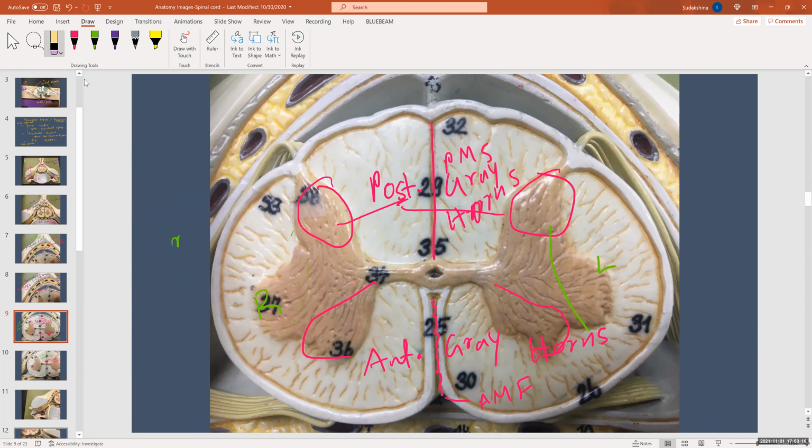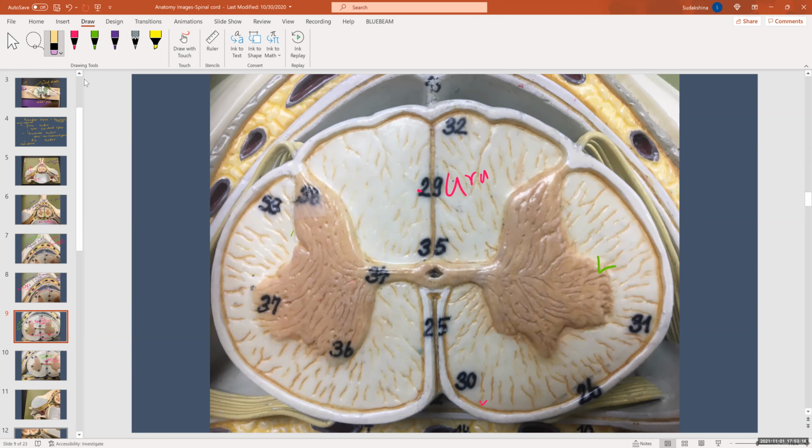Now the white matter, that's for the gray matter. For the white matter, what do we have? Well, similar, same type of nomenclature, naming system. This is posterior, this is anterior. So we call this posterior white column.